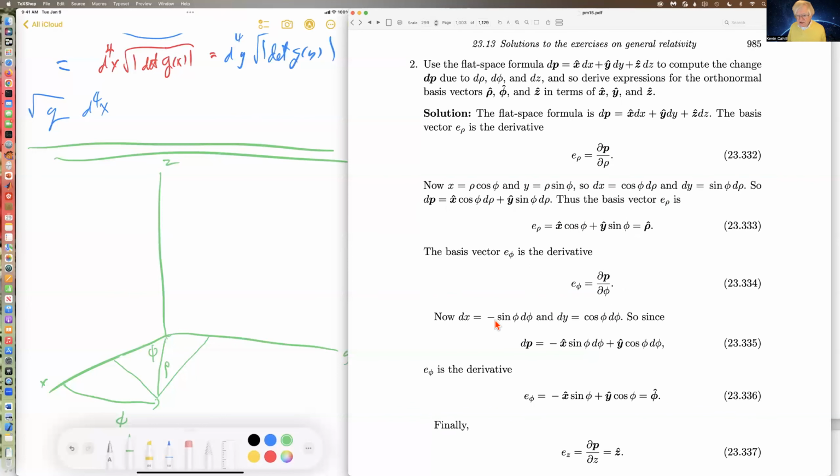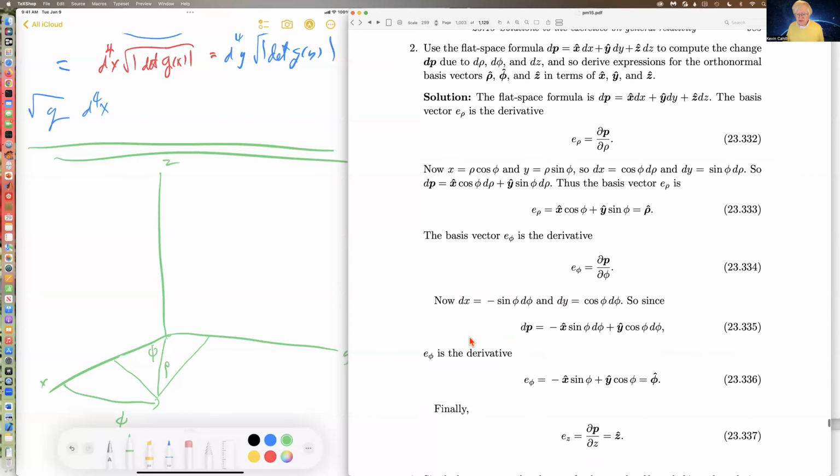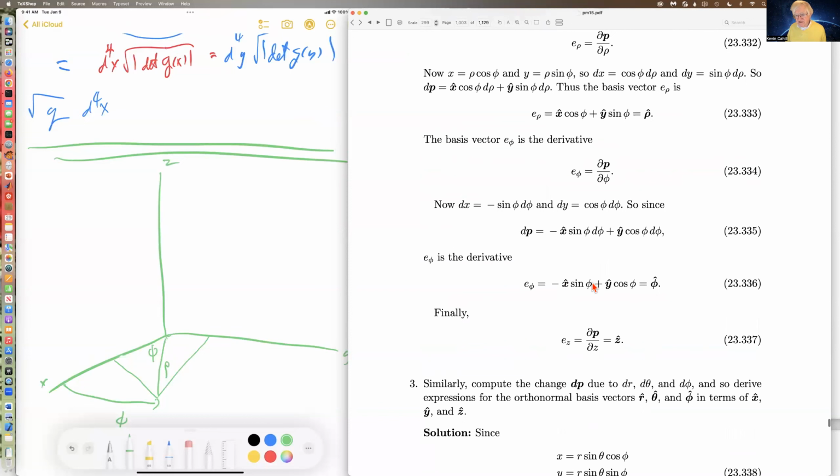dx is minus sine phi d phi, because the derivative of the cosine is minus the sine, and the derivative of sine is the cosine, so we have dy is cosine phi d phi. So dp is x hat dx, which is minus sine phi d phi, plus y hat dy, cosine phi d phi. So E phi is minus x hat sine phi plus y hat cosine phi. Again, you don't need to normalize it, that's phi hat.